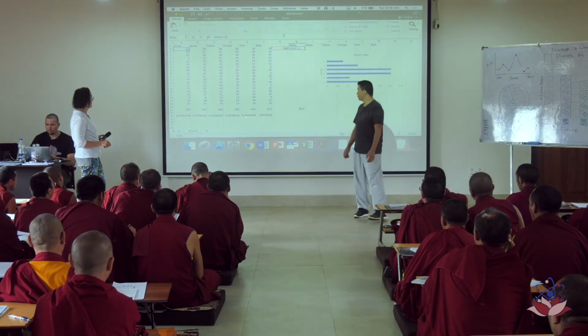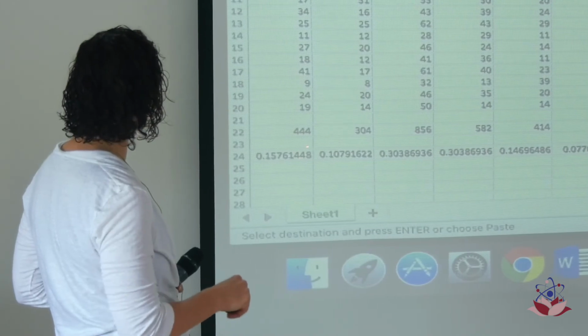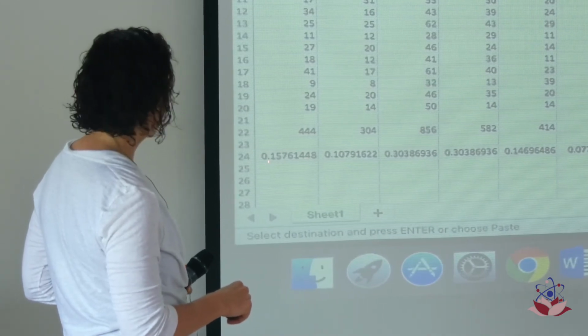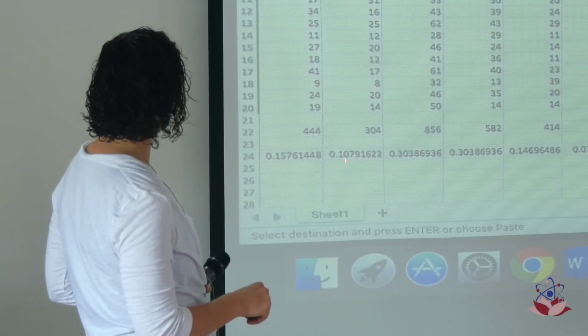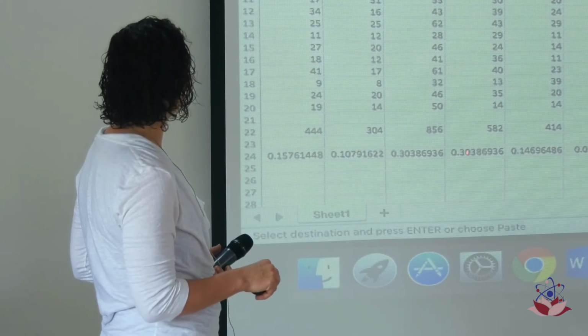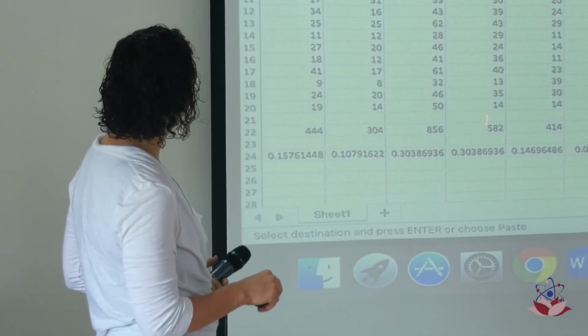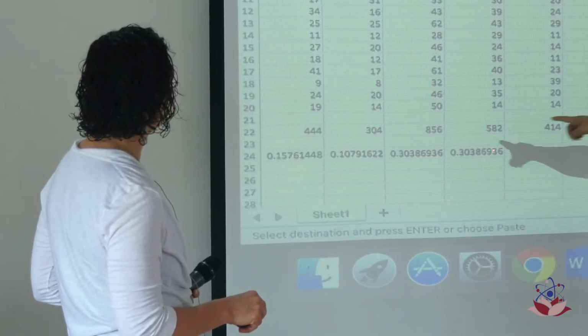And then these are the percentages of the total for each of the colors. So you have to multiply it by 100. So it would be 15.7%, 10.7%, 30%, 30%. So actually yellow and orange are essentially exactly equal. But there is a big difference.